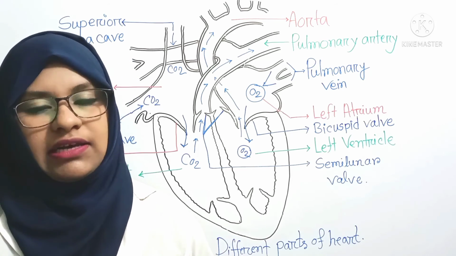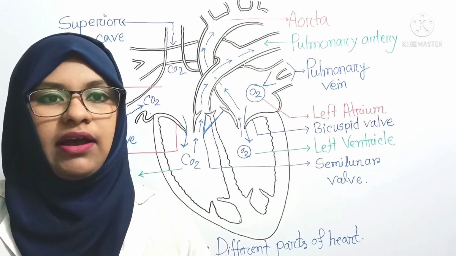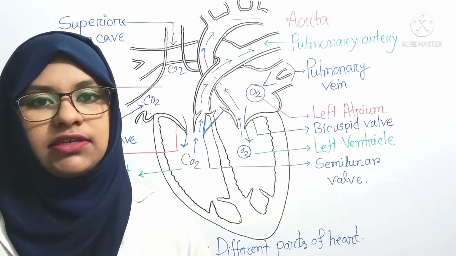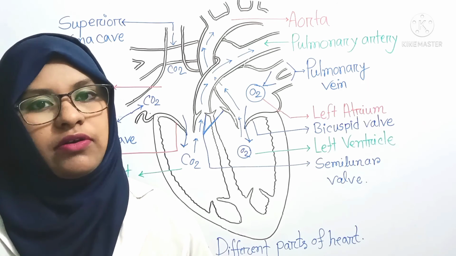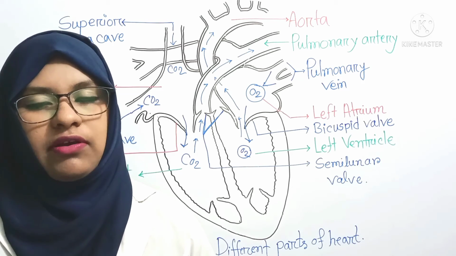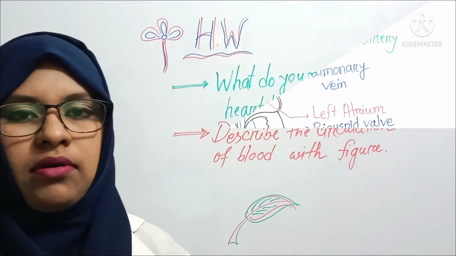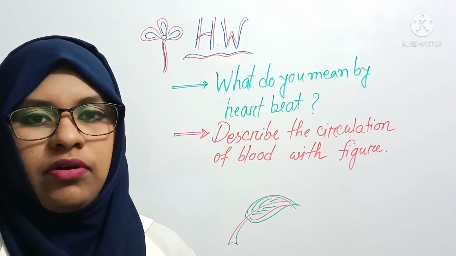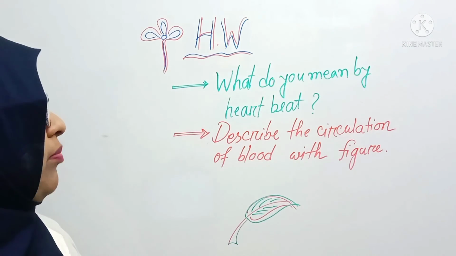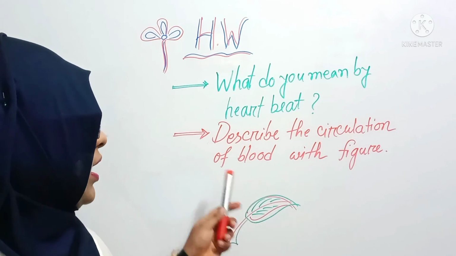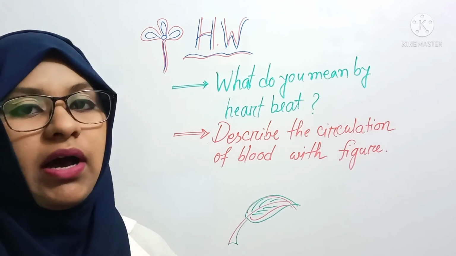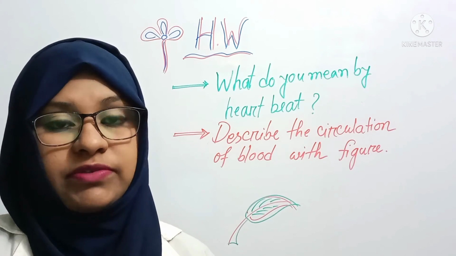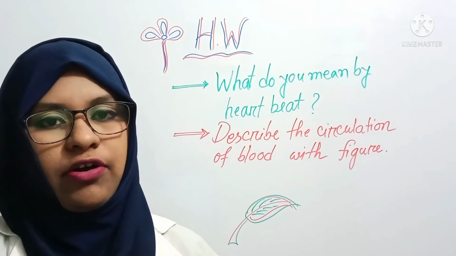That was our class. Today I discussed the heart, the structure of the heart and the functions of the heart. Let's see our next day's SW. Students, our today's SW is: what do you mean by heartbeat, and describe the circulation of blood with a figure. That was our science class from chapter 3 about the heart and function of the heart.